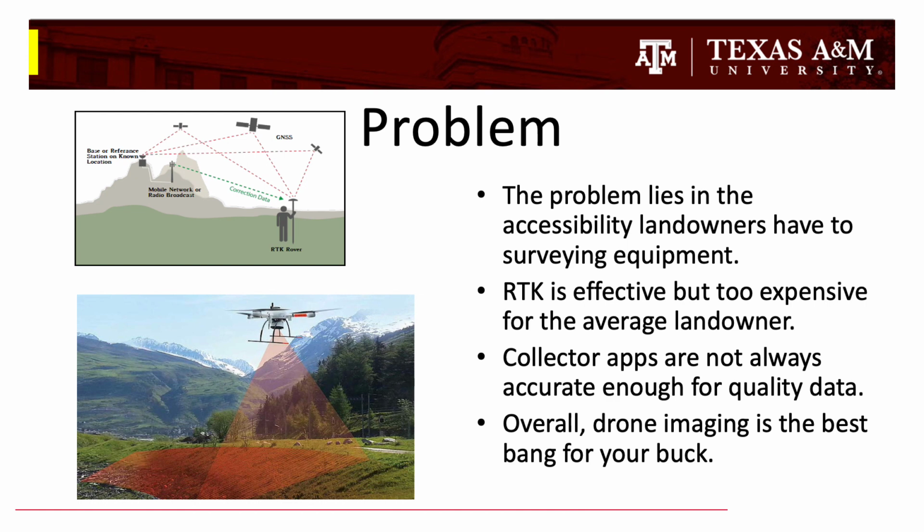Okay, so our problem, like I said, we wanted to compare the FEMA flood map to data collection, or our raw data that we would get via RTK, LiDAR, drone imagery, or collector app. And we wanted to do this because we wanted to test the accessibility landowners have to surveying equipment. What's the best bang for their buck? And we found that RTK, even though the school has some, is really expensive and pretty hard to get a hand on.